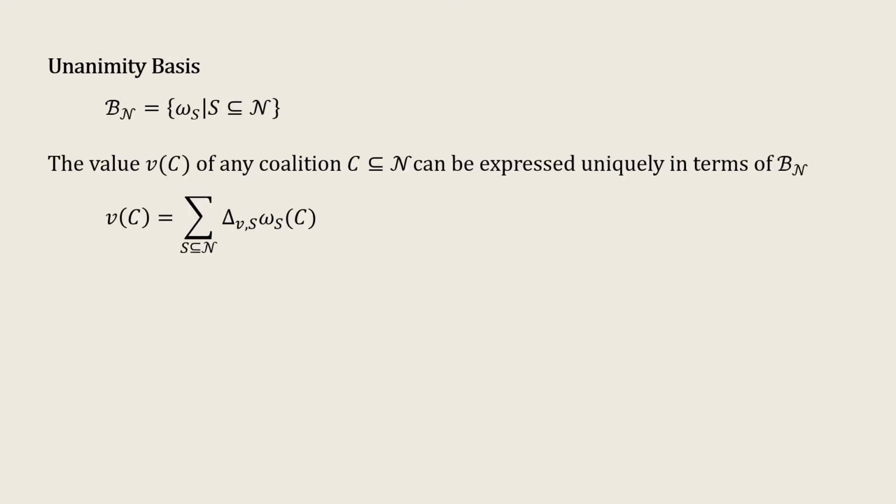So this is what we just saw, and we can extend it further. So this is the unanimity basis. It's the set of all unanimity functions, and the value of any coalition, not necessarily of size 2, but any coalition, can be uniquely expressed in terms of the unanimity basis. V of C equals summation over all subsets S of the grand coalition of delta S times omega S of C.